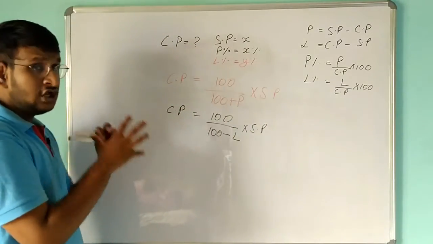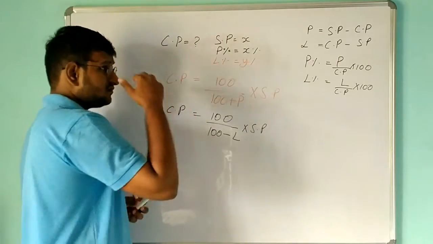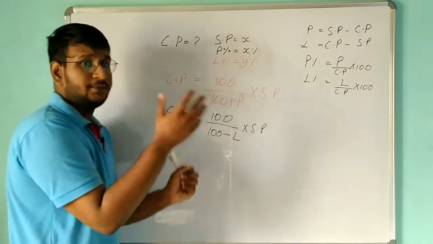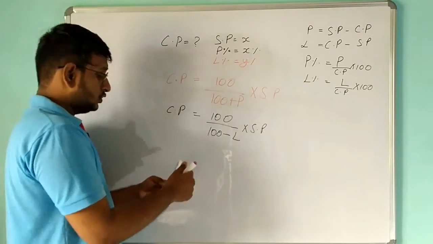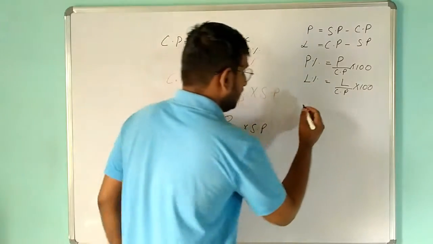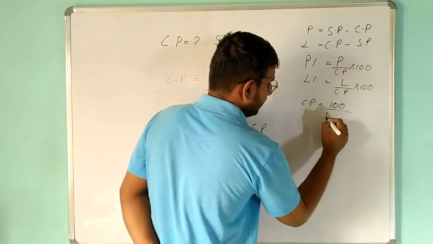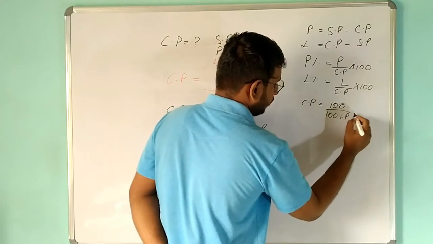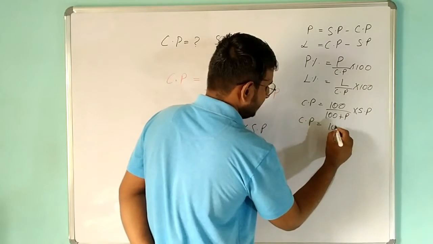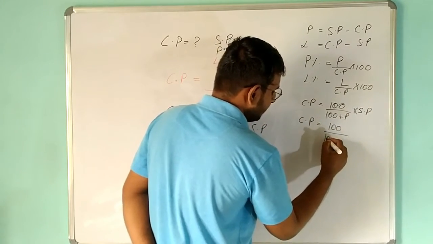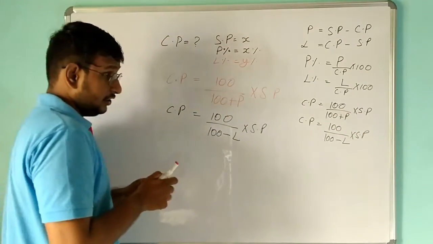So these are the two formulas you need to remember in order to find CP when they are given SP as well as profit percentage and loss percentage. So I will write these two formulas over there so that we can see whenever we need it. CP is equal to 100 divided by 100 plus profit into SP. Then CP is equal to 100 divided by 100 minus loss into SP. So these are the two formulas that we need to remember.